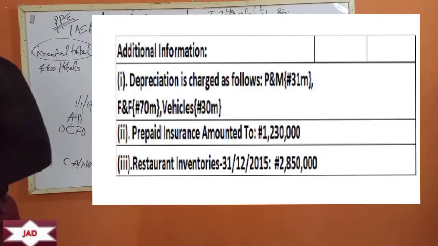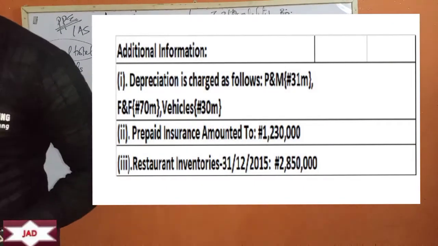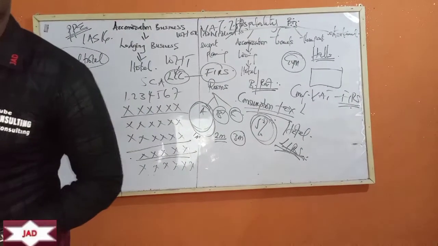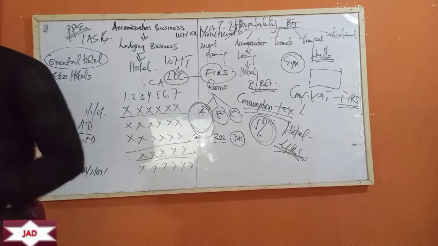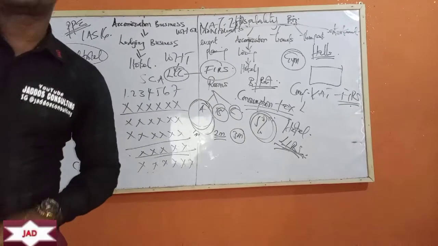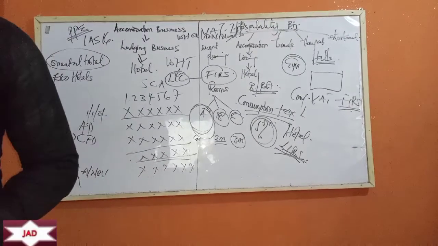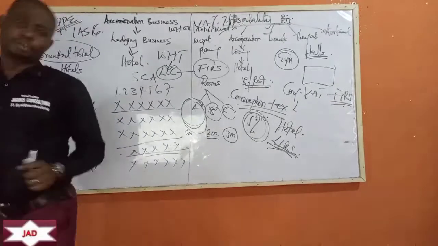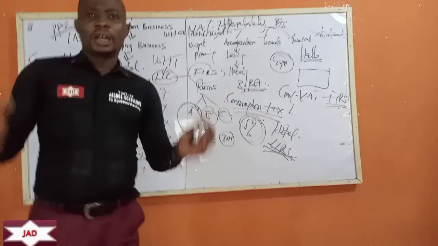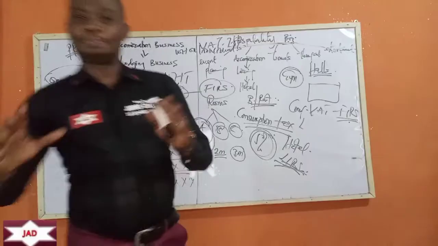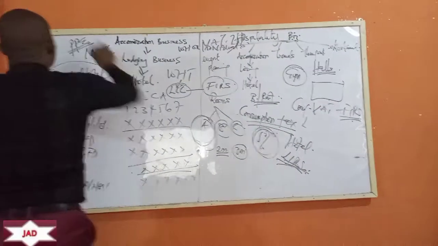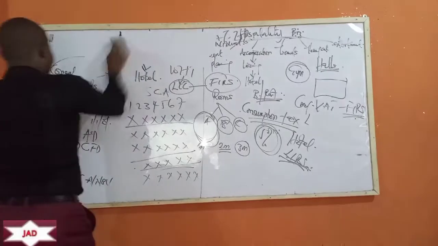One, depreciation is charged as follows: plant and machinery 31 million, furniture and fitting 70 million, and vehicles 30 million. Then two, there we have prepaid insurance amounted to 1,230,000. So let's quickly prepare what the question is saying we should prepare.